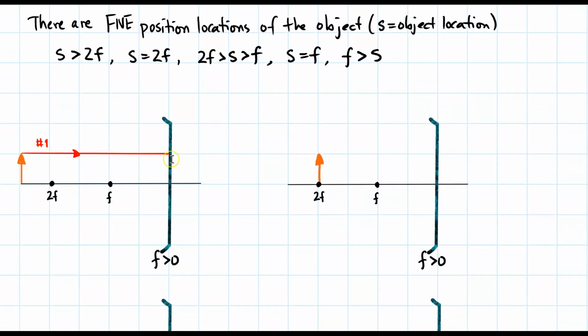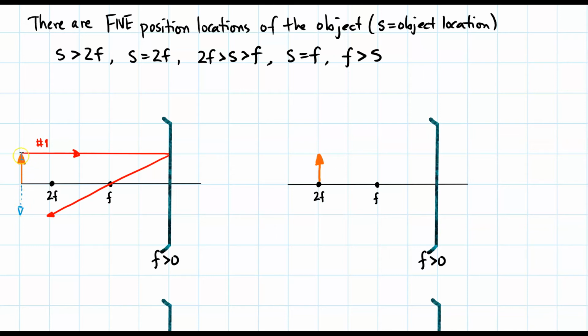Number 1 goes parallel to the axis and now reflects through the focal point. Ray number 2 reflects from the middle of the lens. To get this reflection, imagine the image of the object reversed. You can see this image is in blue.